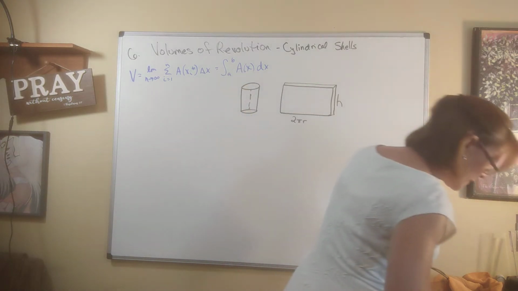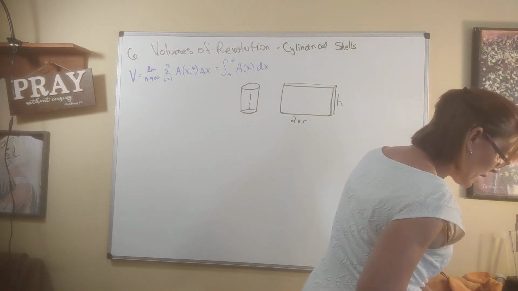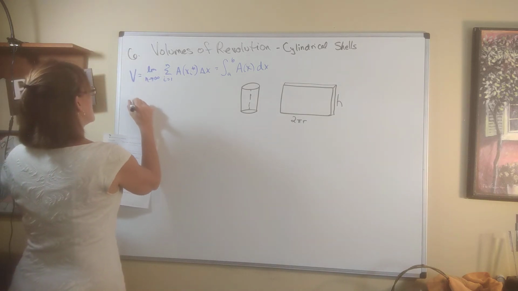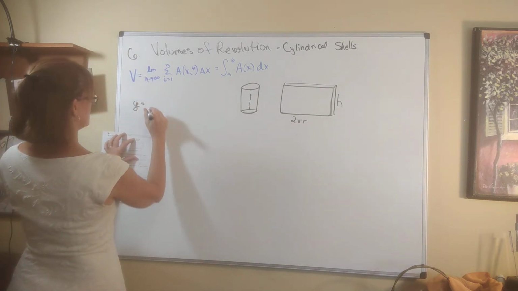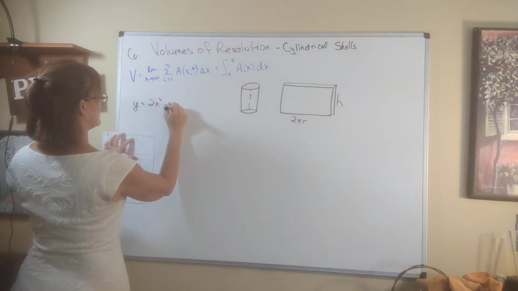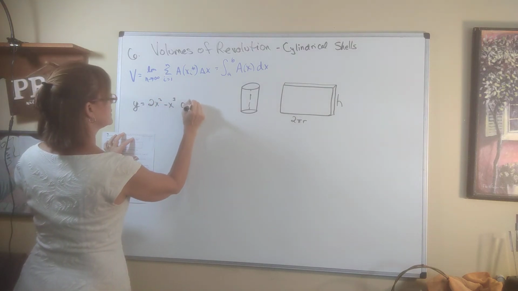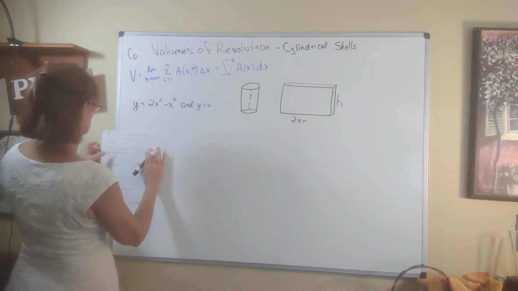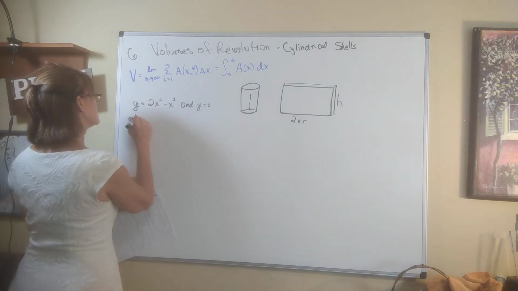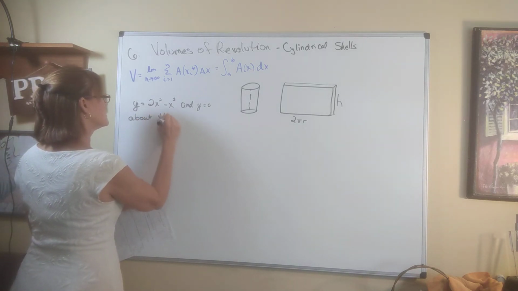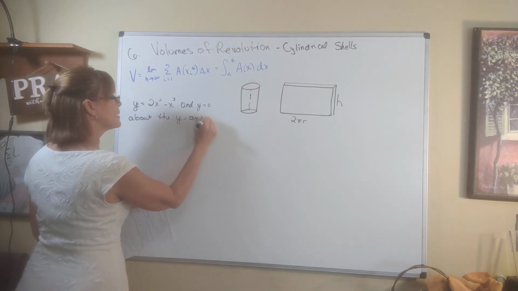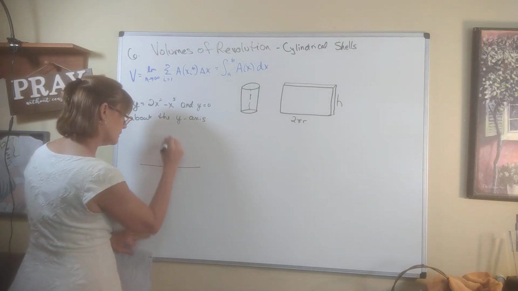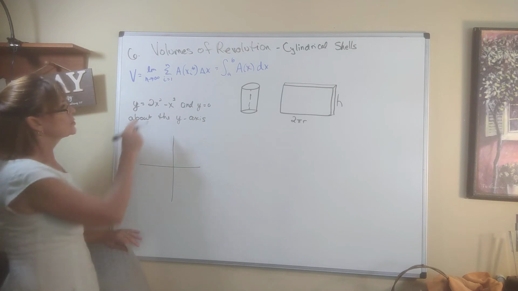Example 1: find the volume of the solid obtained by rotating y equals 2x squared minus x cubed, and y equals 0, about the y-axis. Okay, so it is good to draw a sketch for each of these. So here we go. y is equal to 2x squared minus x cubed.